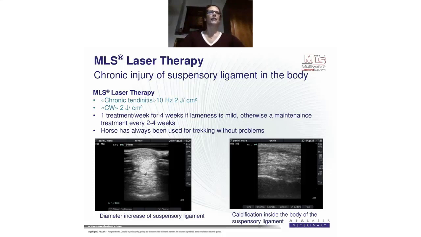In this case, this was a horse used for tracking, quite an old horse. We have an increase in the diameter of the suspensory ligament at the insertion, and also a calcification inside the body of the suspensory ligament. So it was a very chronic situation. And there was sometimes lameness and sometimes not. So we checked and we arrived at this diagnosis.